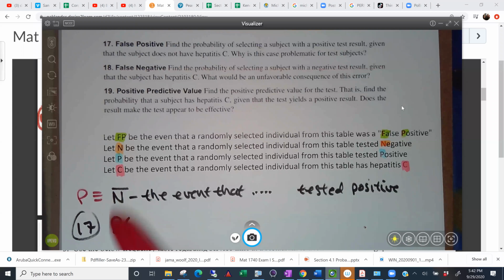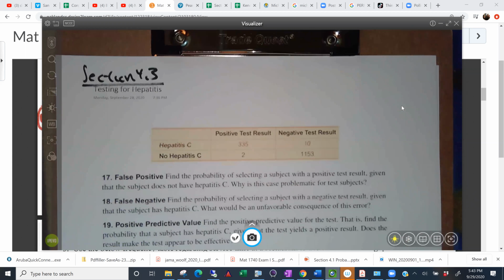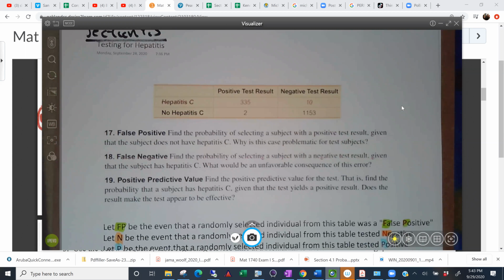So I'm not sure about you guys, but I'm just going to make kind of an executive decision here. And let's go with the probability of P. So it's kind of weird. You got P for probability and P for positive, but we'll make it work. We want to look at the probability of randomly selecting somebody from this table that tested positive. So what is that? Let's go back up to our table and try and understand that a little bit more.